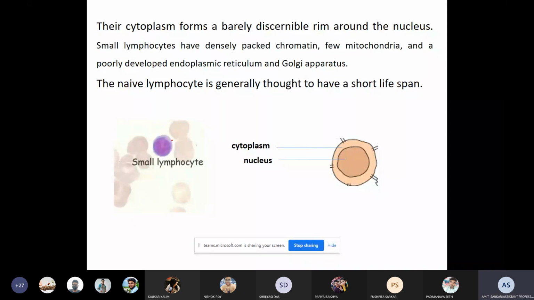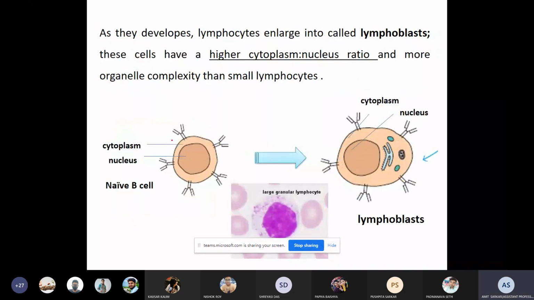Now, when they develop, these lymphocytes enlarge, and they get a different name, known as lymphoblast. So what is the difference between lymphoblast and B cell or small lymphocyte? First, you can see it has become enlarged and the cytoplasm has a huge space. The nucleus no longer covers the entire area. That means the cytoplasm to nucleus ratio has increased. So a higher cytoplasm to nucleus ratio.